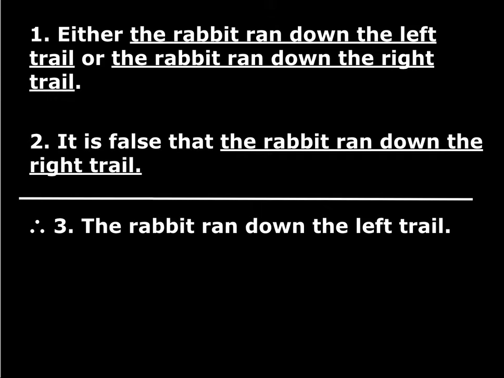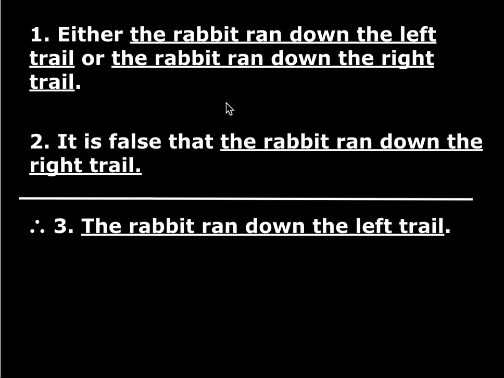Let's look at premise 2. This also has a part which is a statement: the rabbit ran down the right trail. It's got this other thing, "it is false that," and of course premise 1 also had this other thing, this either-or. These are things in addition to the atomic statements. These are going to be the operators that were mentioned earlier, and I'll get back to those. But you can see both of these are compound because they both have parts which are themselves statements.